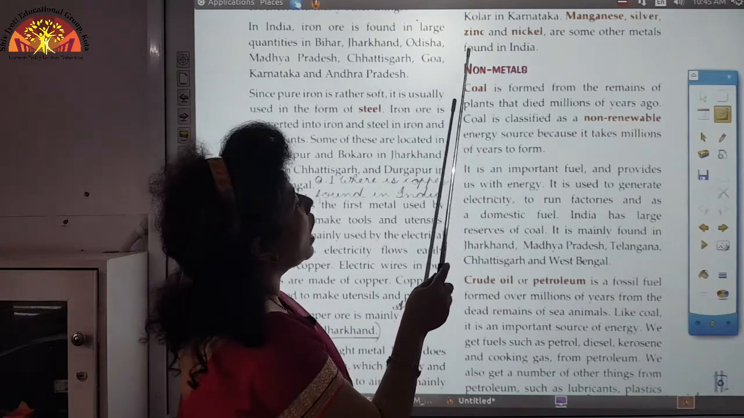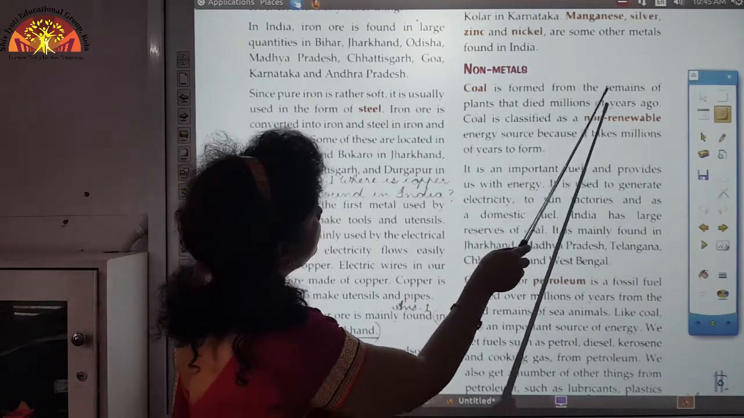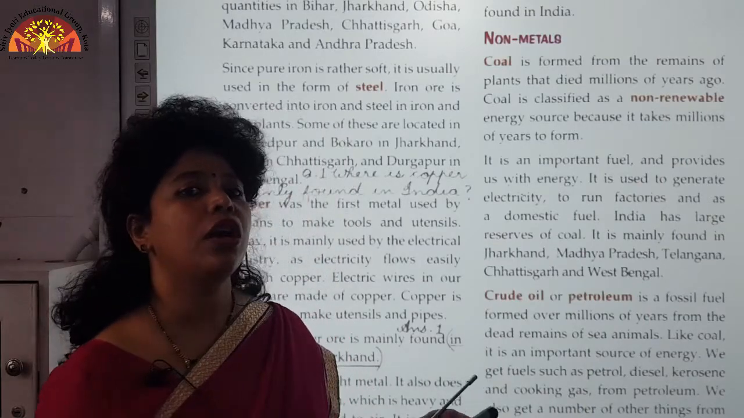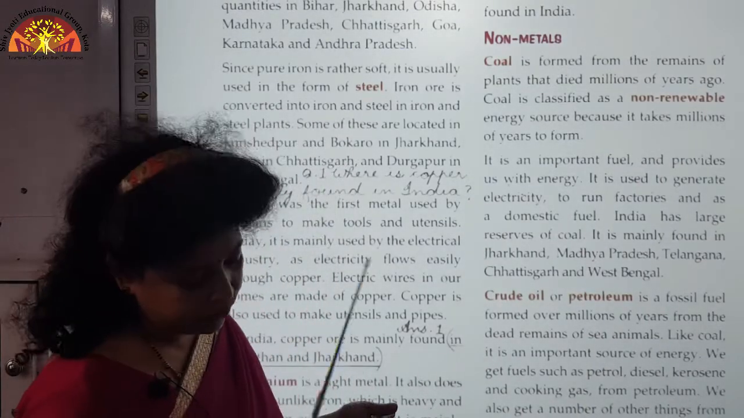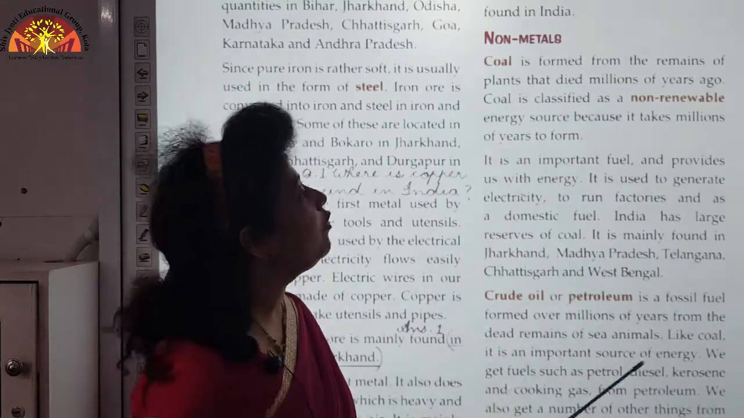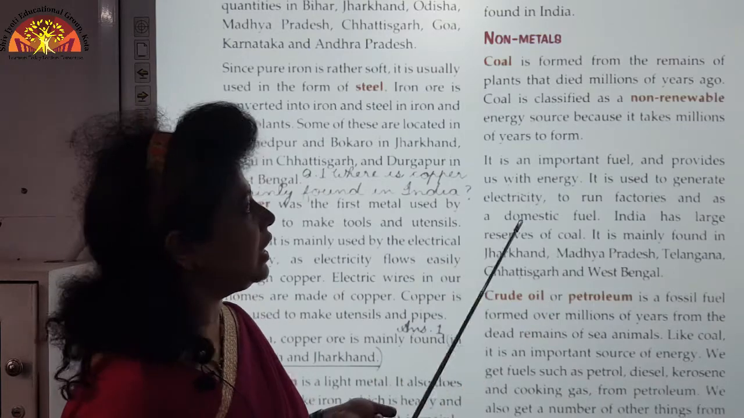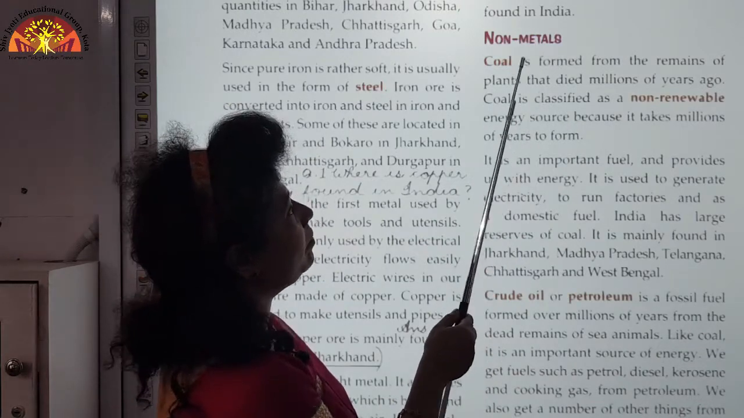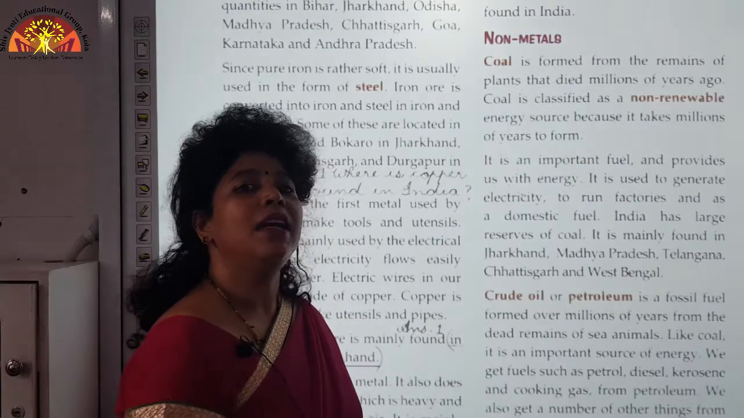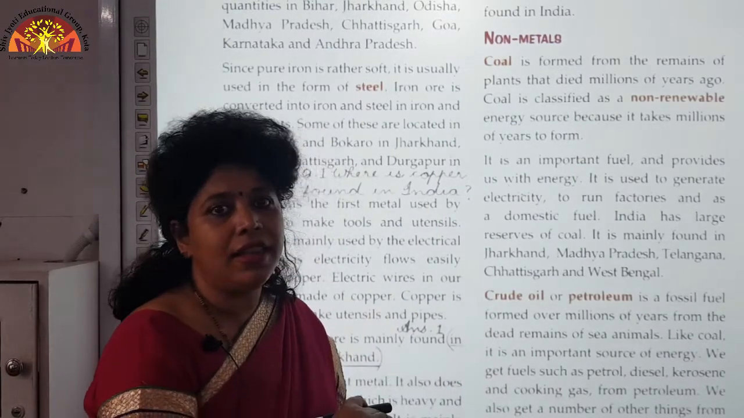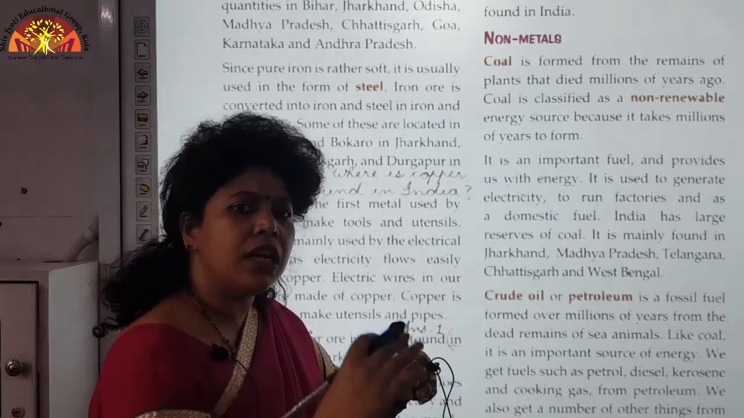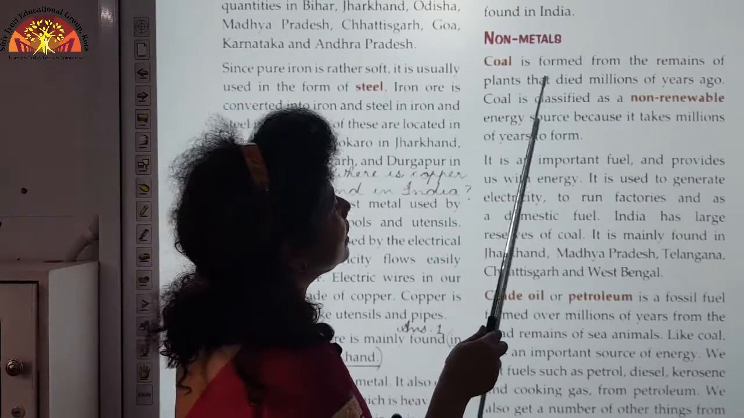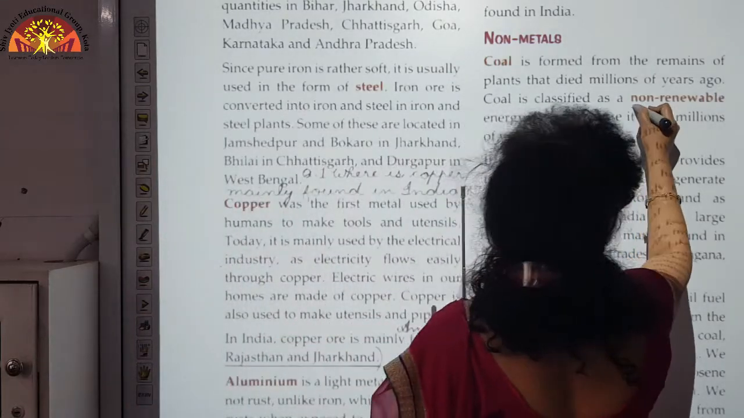So, what is coal? How is coal formed? Coal is formed from the remains of plants that died millions of years ago. Just some time back we had learned what fossil fuels are. A fossil fuel is a fuel that is made from the remains of plants and animals. This coal is formed from plant remains, not animal remains, that is, plants that died millions of years ago. They were buried under the earth, and over hundreds of millions of years, coal got deposited in that place.